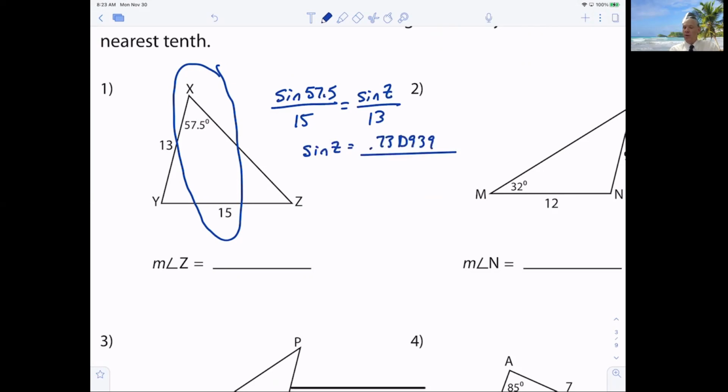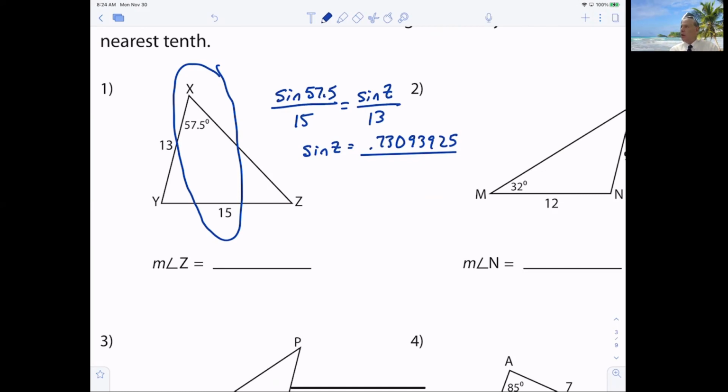I don't want this rounded. I'm just writing it down because that's what's on your calculator. Is that everything that's on your calculator? Yeah. 0.730939. It doesn't matter, but the point I'm trying to make is we now have to figure out the angle. Who remembers how to find the angle? Inverse sine. Thank you.